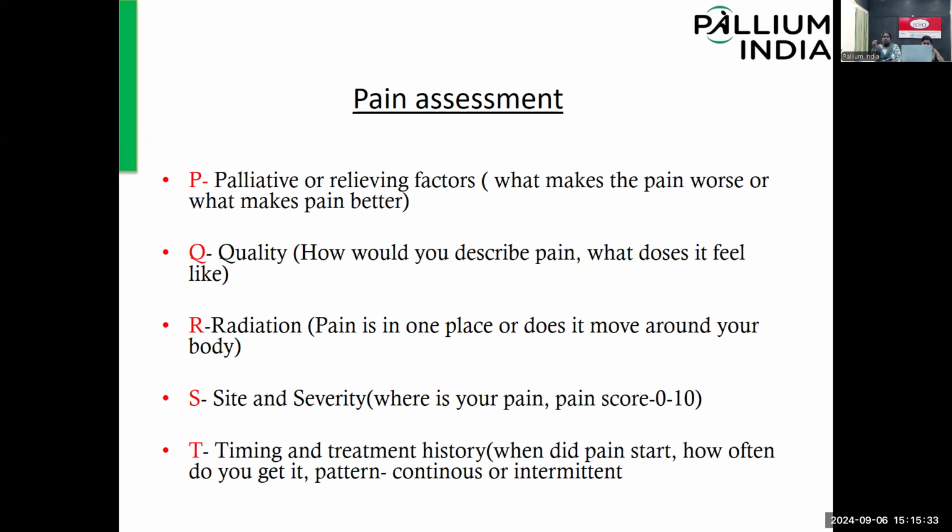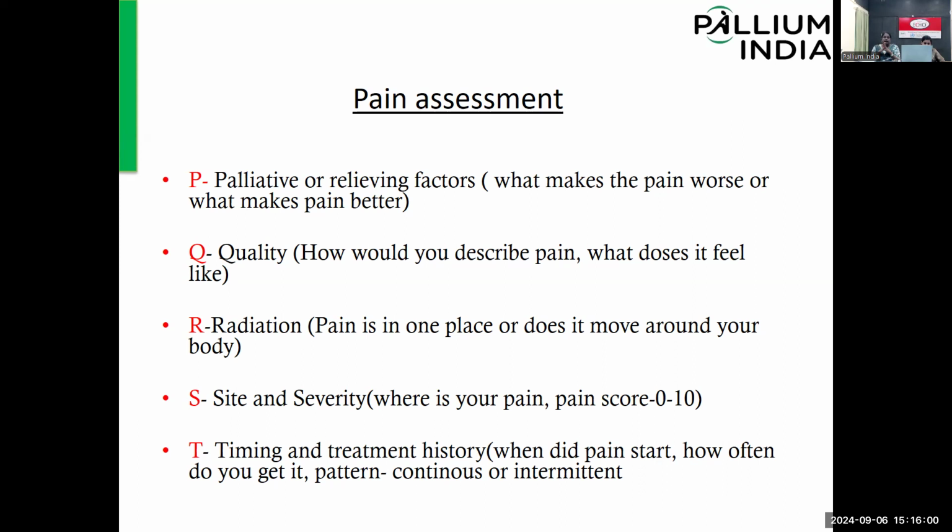The next one is radiation. If the patient complains that the pain starts on one side and radiates to another side, it is also very important to identify any radiation of the pain. The next one is site and severity. That is, where is your pain? The patient may have pain in the shoulder, abdomen, lumbar region, back, or both lower limbs. So where is the site of the pain?